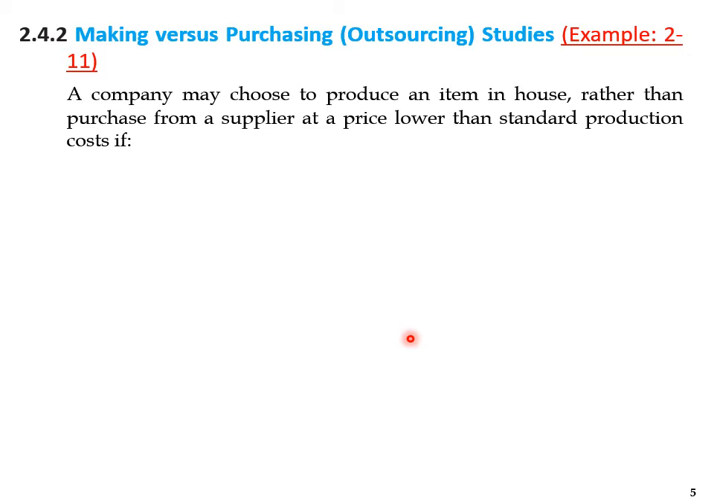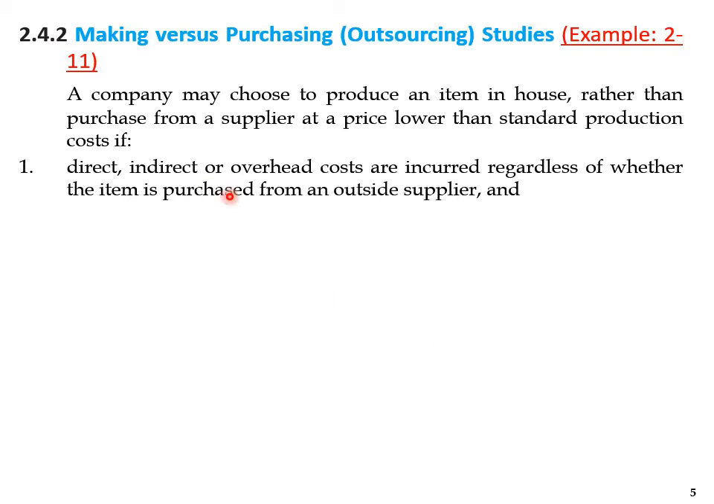But of course, it depends on the cost and economic benefits. As a company, you may choose to produce this item in your own plant rather than purchasing it from the supplier, if the direct, indirect, and overhead costs are incurred regardless of whether the item is purchased from an outside supplier or not. So what does it mean?